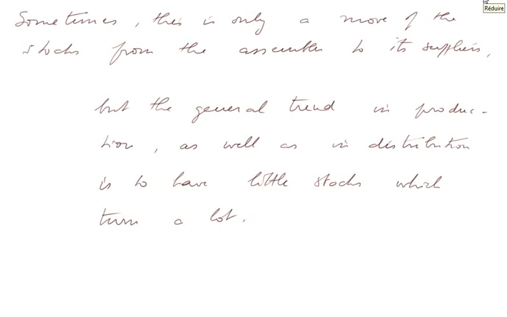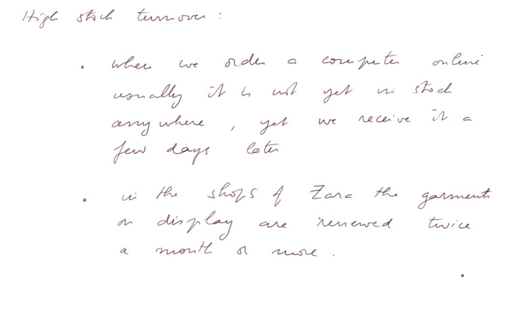Sometimes, of course, this is only a move of the stocks from the assembler to its suppliers. But the general trend in production, as well as in distribution, over the last decades, is to have little stocks which turn a lot. For example, when we order a computer online, usually it is not yet in stock anywhere, and yet we'll receive it a few days later. And think of the shops of the Zara chain. The garments on display are renewed twice a month or even more. These are illustrations of the new trend in stock management, which are economically more efficient.